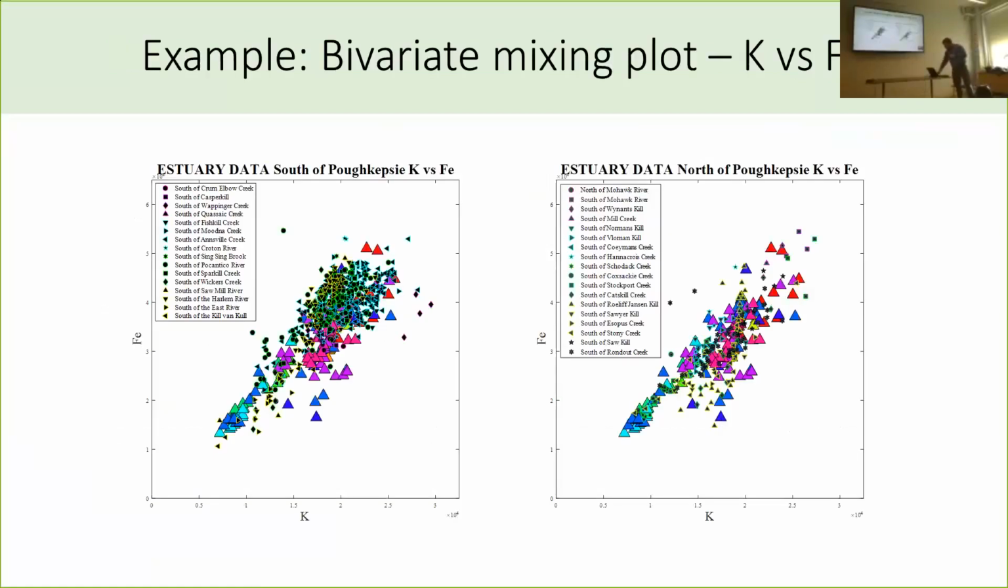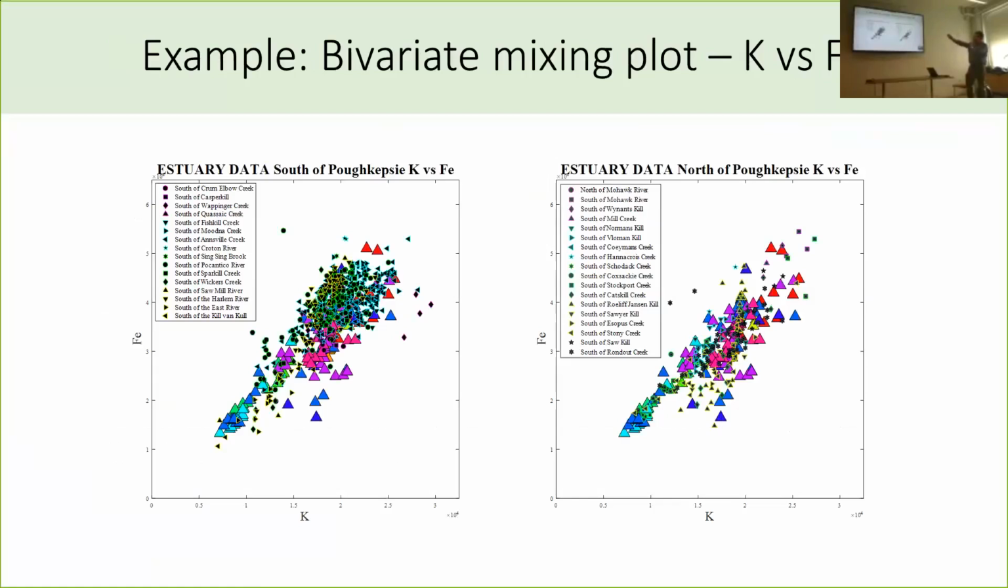So what have I got here? This is just an example of potassium versus iron. I don't expect you to be able to read that; that was more for me as I was going through it. The large triangles in both cases are the tributaries that we sampled, and nothing south of the Rondout. So those are the tributaries we have, that and north.